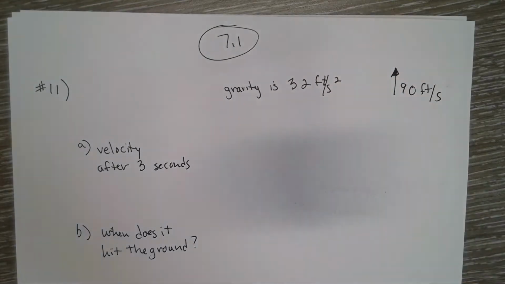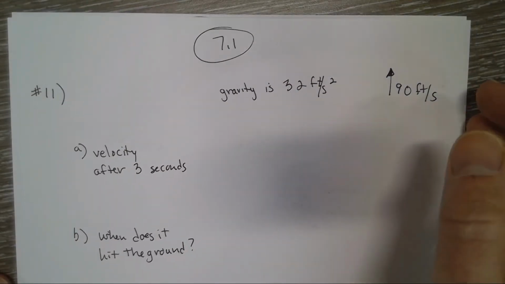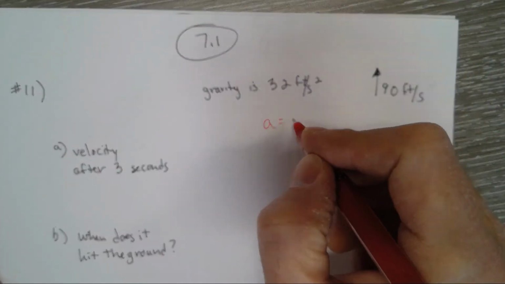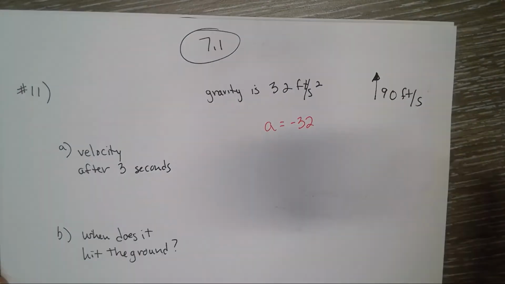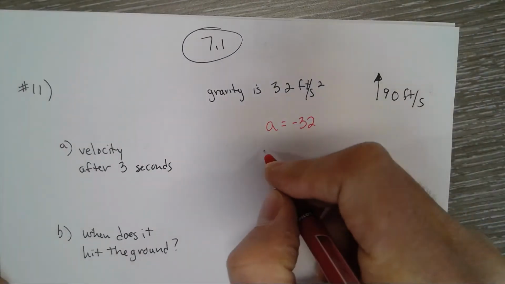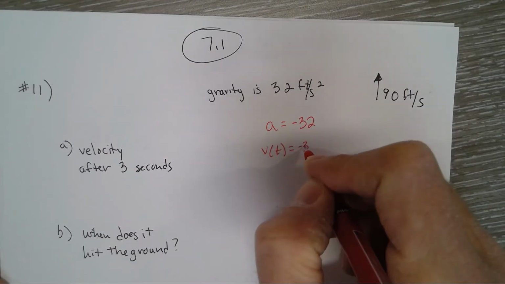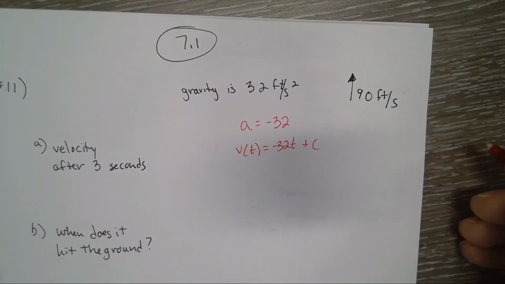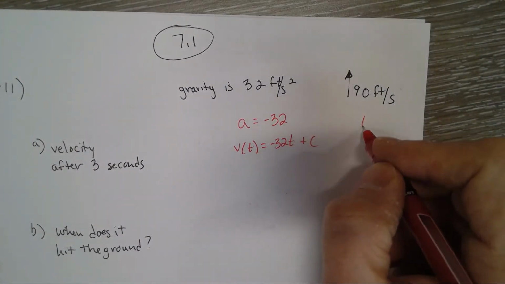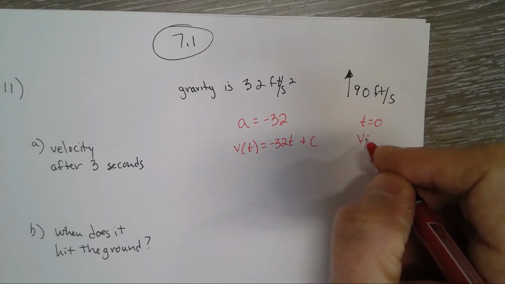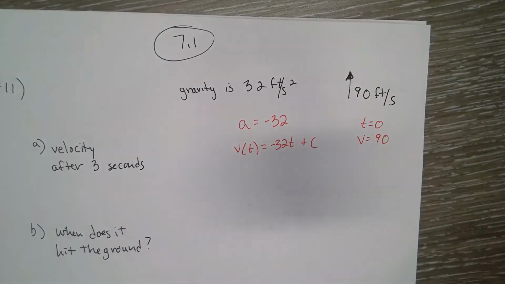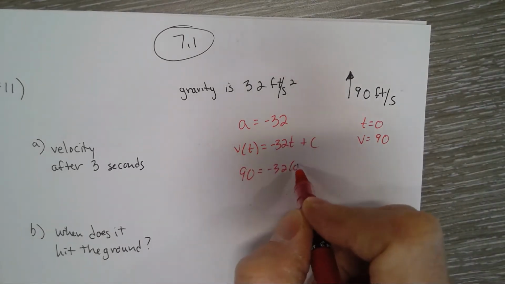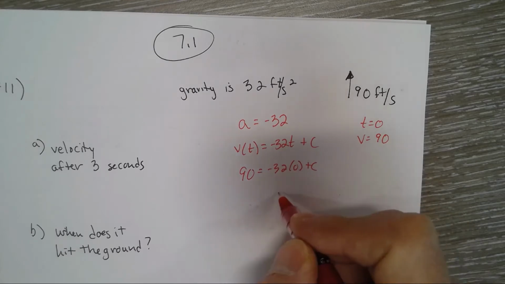Alright, so we need a velocity equation. We already know acceleration is 32, and it's actually negative 32 because gravity is accelerating downward. So finding the antiderivative, velocity would be negative 32t plus c. In order to find out what c is, we need an initial value. We know when the time is 0, our velocity is 90, our initial velocity. So 90 equals negative 32 times 0 plus c, so c is 90.